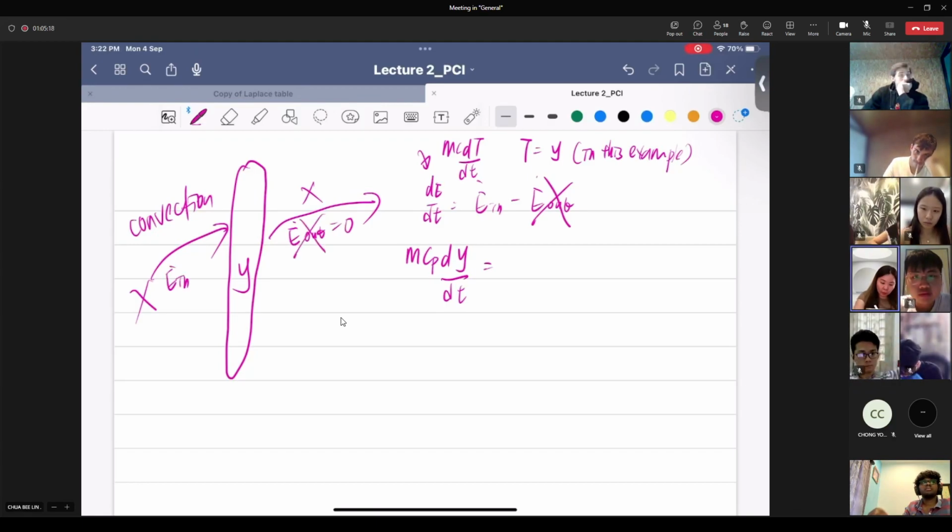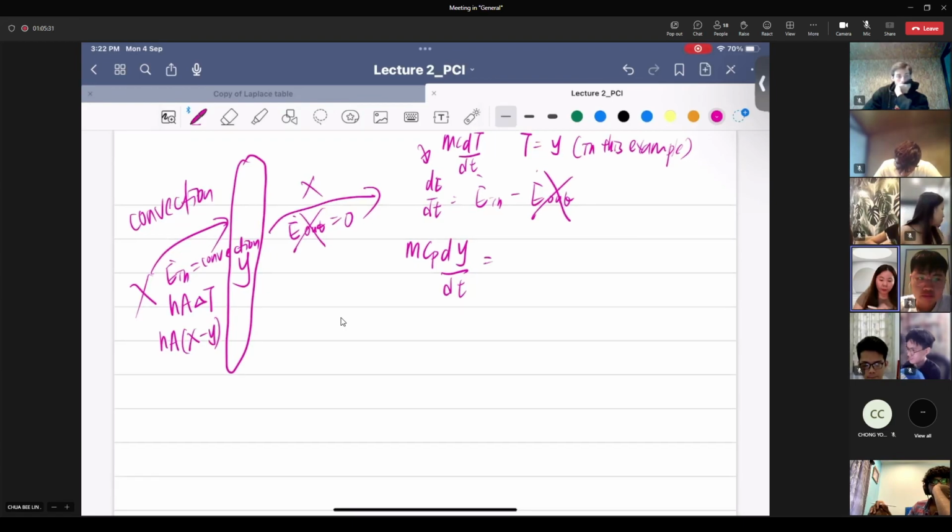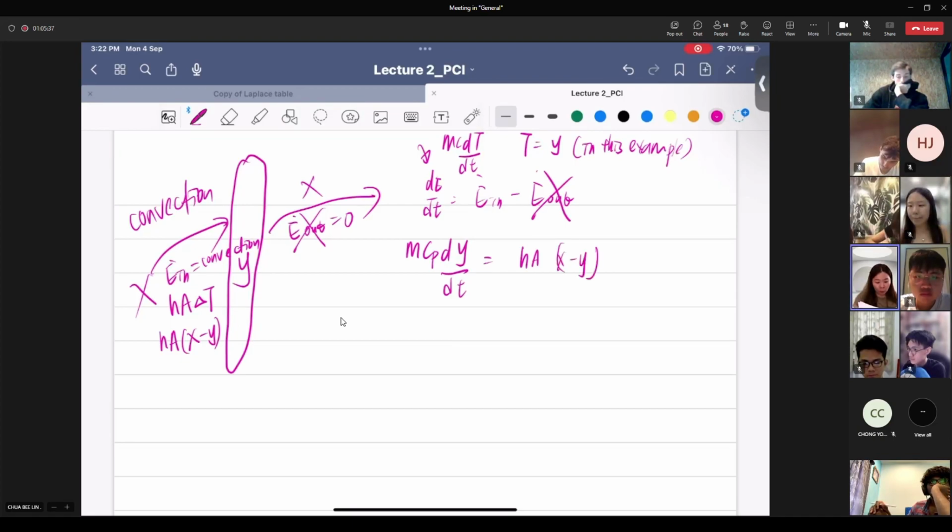And your E dot in only involves the convection. Convection is using hA delta T. It means you have the higher temperature X minus the lower temperature Y. So hA (X minus Y). So this will be the equation. Then this one will be the 0 here, so you don't need to write it. This is the equation we call the unsteady state energy balance.